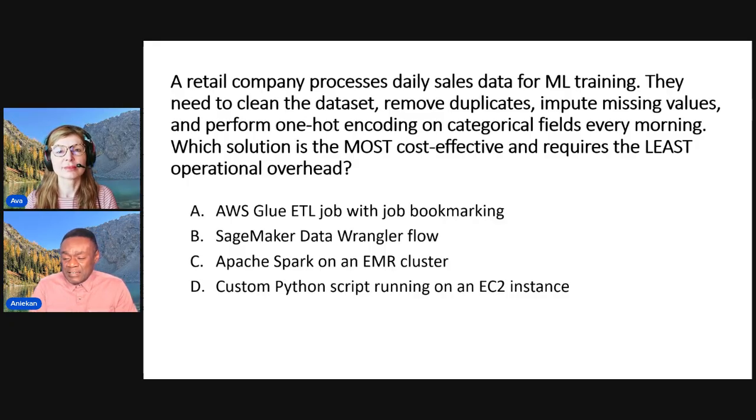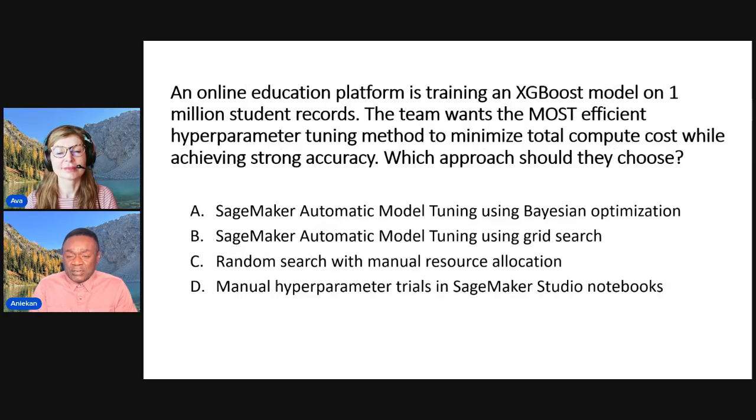All right, so let's keep going. Let's move on to question number two. Question number two: an online education platform is training an XGBoost model on 1 million student records. The team wants the most efficient hyperparameter tuning method to minimize total compute costs while achieving strong accuracy. Which approach should they choose?